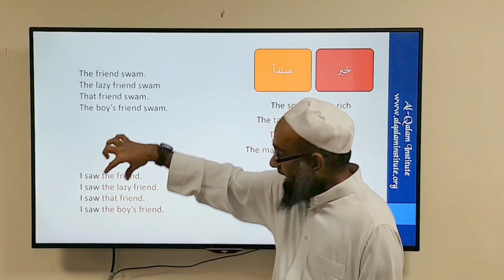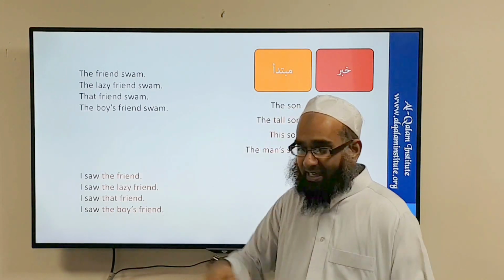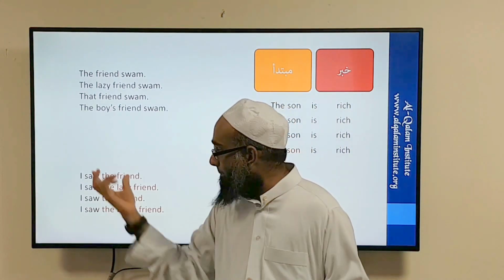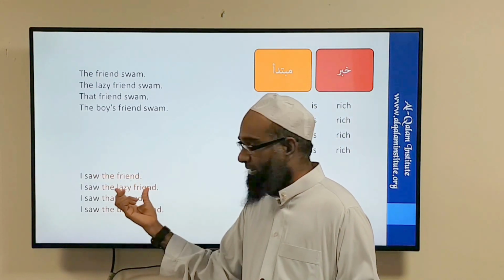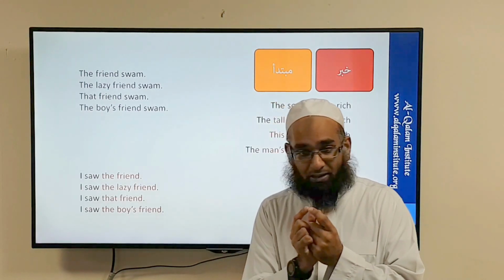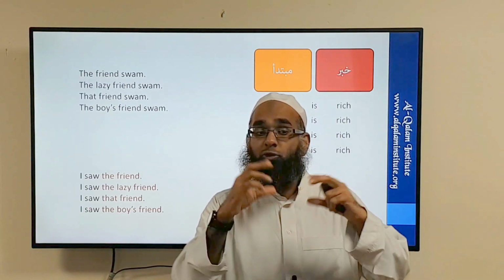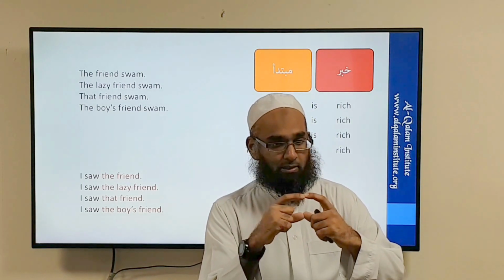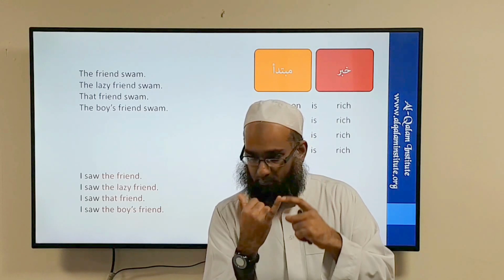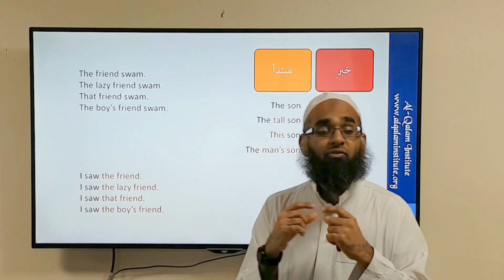So look, we can have maf'ul as a single word, or we can expand the maf'ul into slots. Or we can expand the maf'ul into a phrase. So that maf'ul slot, which is the orange font, is not only one word anymore. What is it becoming? More than one word. So where more than one word joins to become a single unit and take the place of one of the slots, mubtada, khabar, fa'il, maf'ul, zarf, then you see this is a phrase.